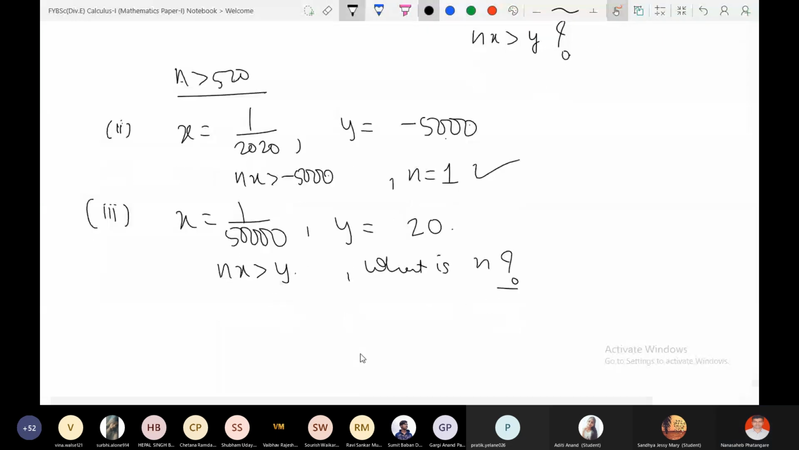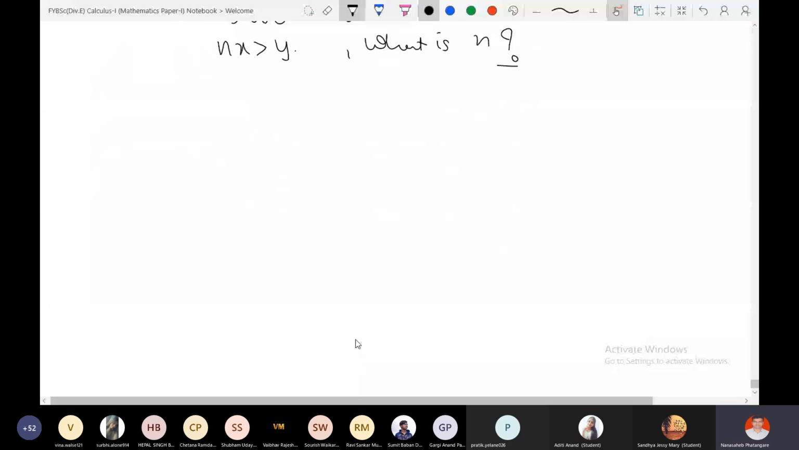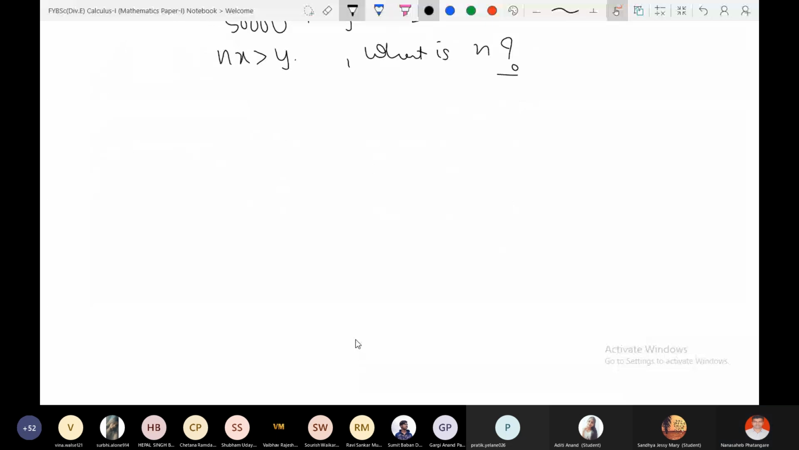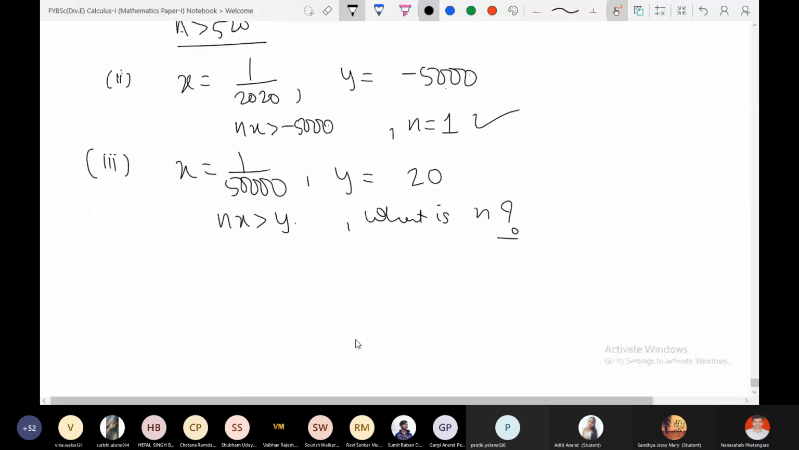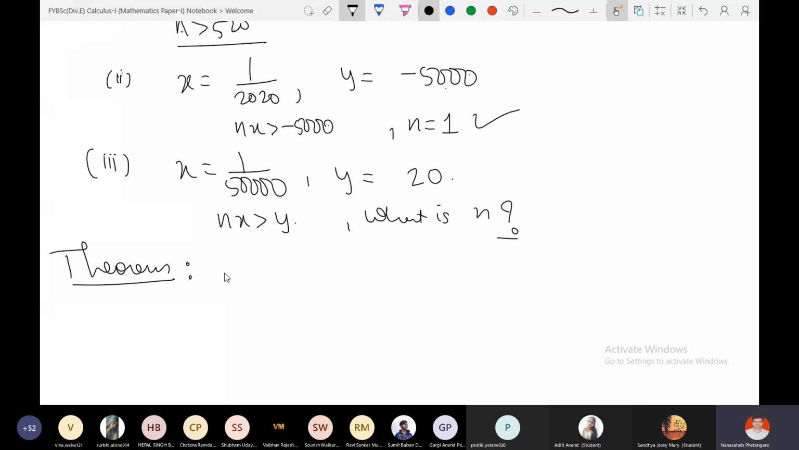So you can easily produce this. Do you understand this? So what is our next theorem?